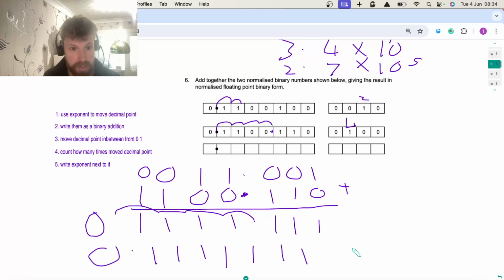And then the exponent now is going to be 4. Just make sure I did the correct number of 1s there. 1, 2, 3, 4, 5, 6, 7. And that's how you do it there.